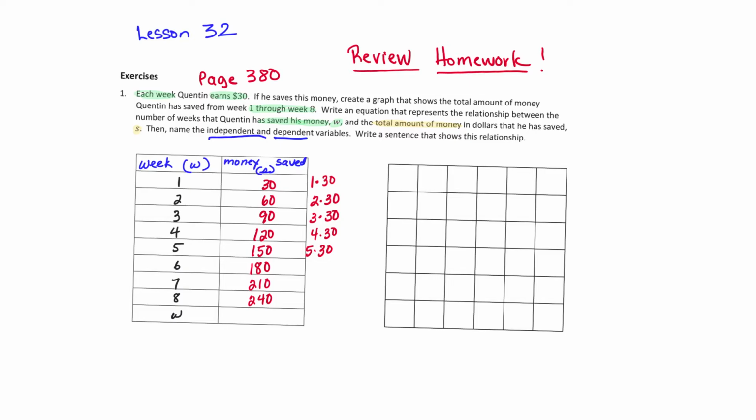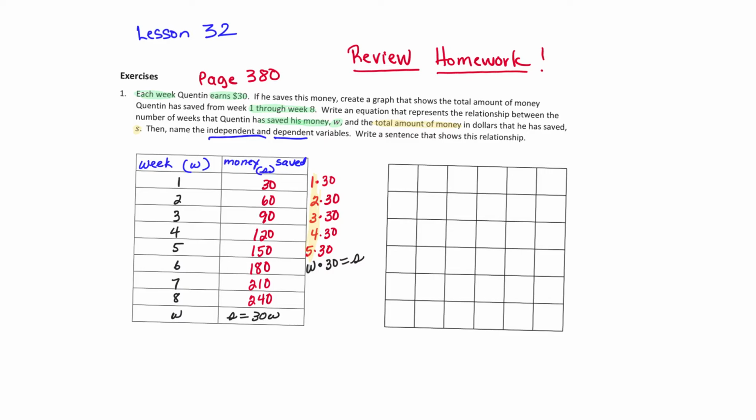Now here, what did we notice? Which one is the variable that keeps changing? It is the number of weeks. And we know the number of weeks can be represented by W times 30. And that's going to give us the amount saved. So your equation to determine how much money you save will be 30W.